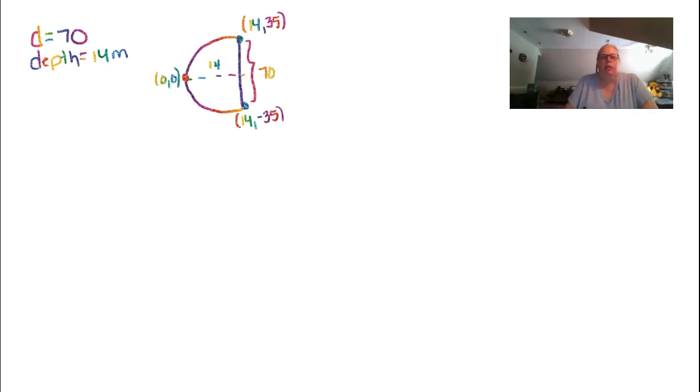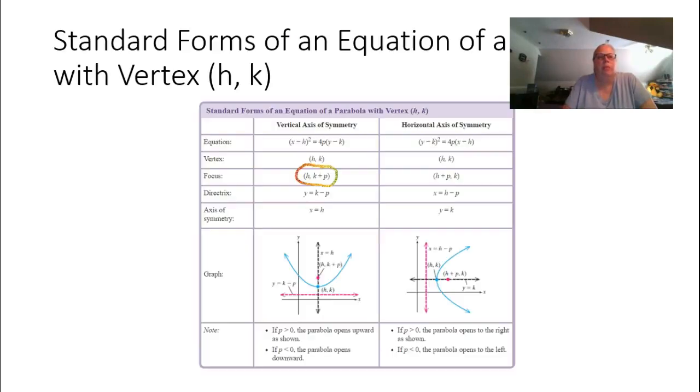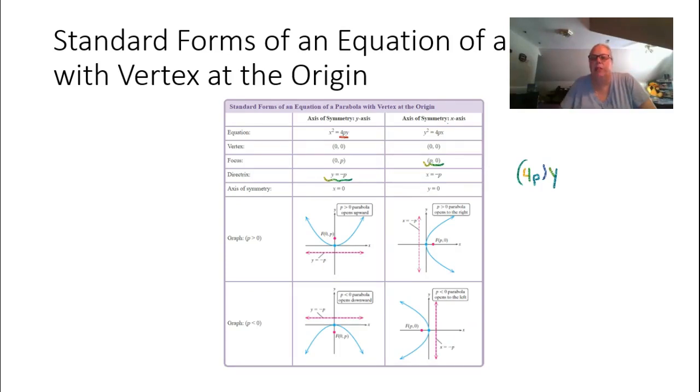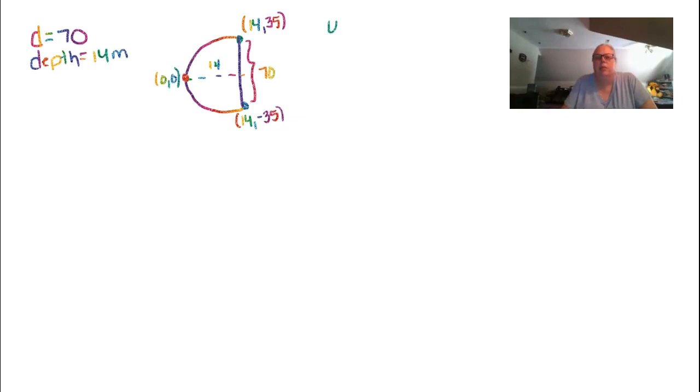Okay, so since we know that this equation is going to be opening to the right, we're going to be looking for this format right here. Actually, though, not even that one, because we are going to put the center at 0, 0. So the format we're looking for is this one right here. y squared is equal to 4 times p times x. All right. So this is the form of the equation we're going to be looking for.